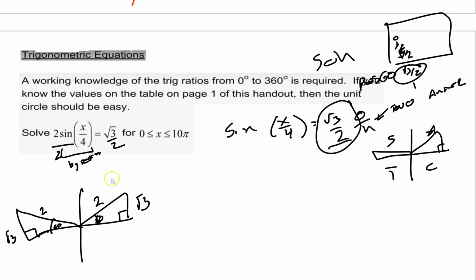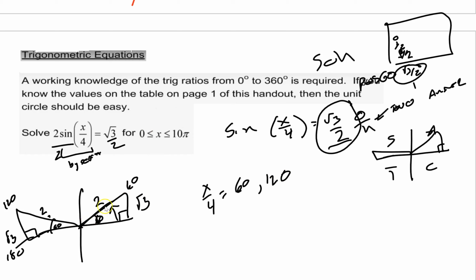And now, those are my 2 answers. I got 60 if you're doing in degrees. And then over here, this is 180. 180 minus 60 would be 120. You're 60 short of 180. So my answers would be 60 and 120. Now let's do this in radians though.